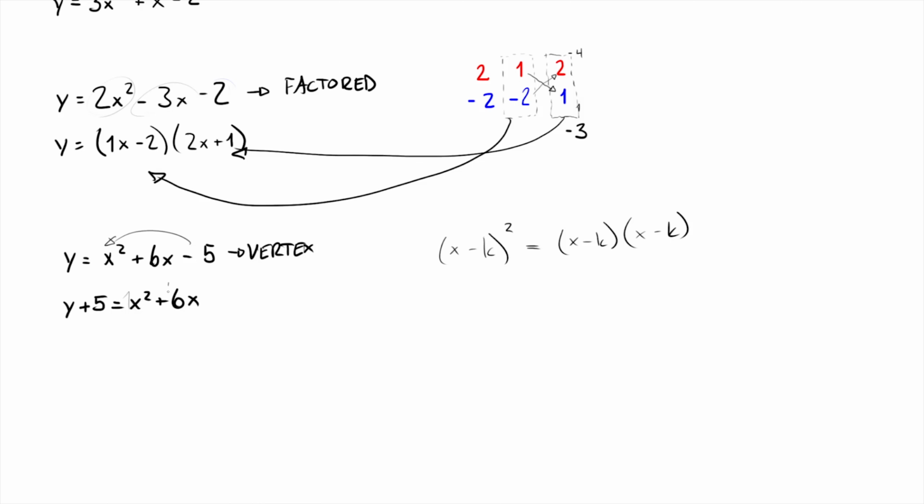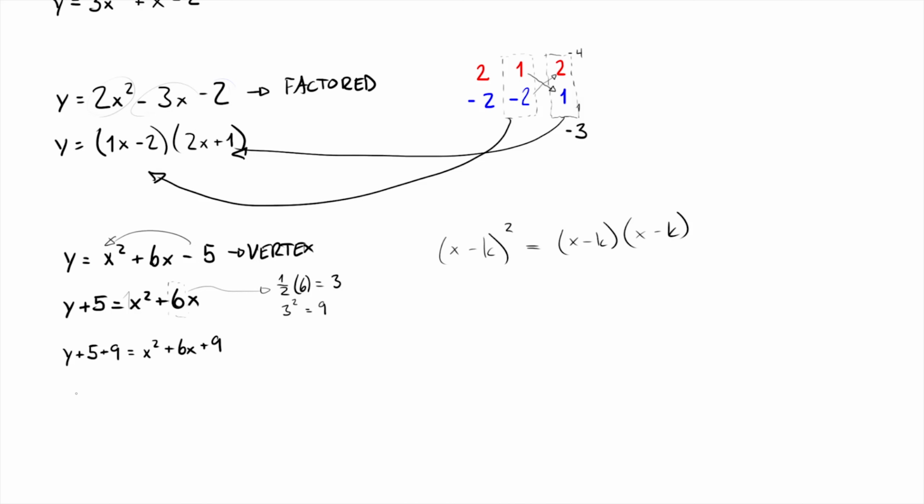Then we want to take a look at the number in front of the x variable, in this case a 6. We're going to take half of that number. So 1/2 of 6 is 3. Then we're going to take that number 3 and square it, and that is equal to 9. And that's all we do. Now we're just going to add 9 to both sides of our equation. So we're going to have y plus 5 plus 9 equals x squared plus 6x plus 9.